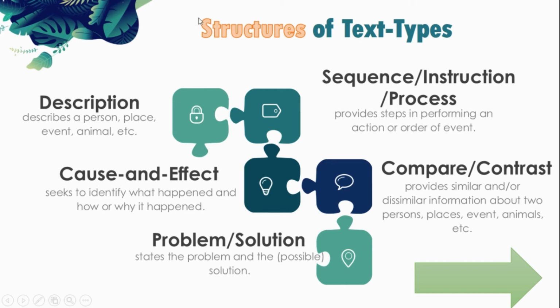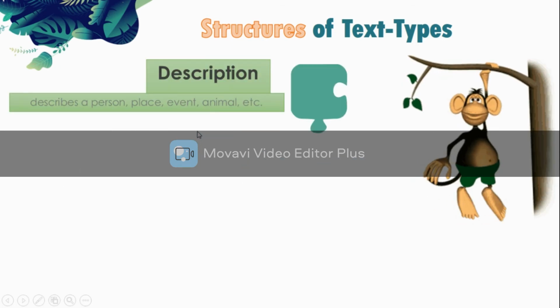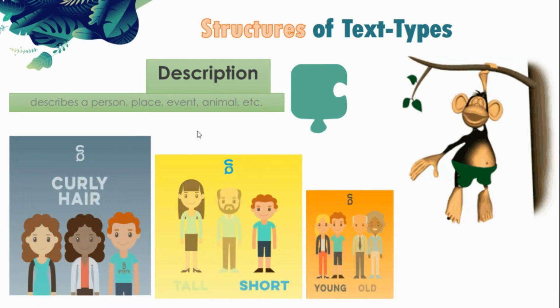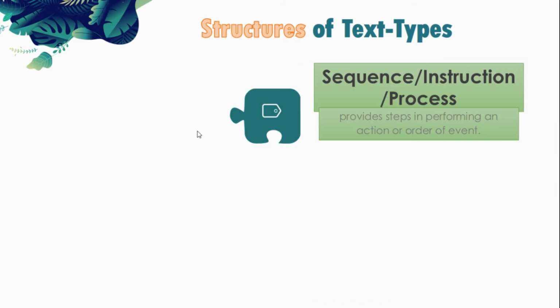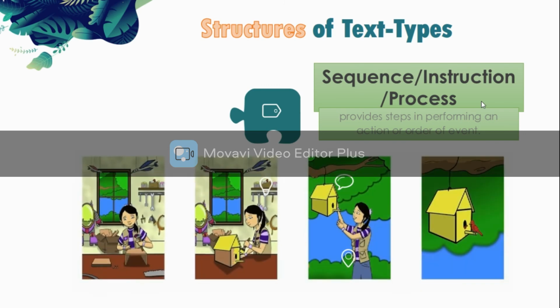So we have here structures of a text. So we have 5 structures. We have description, cause and effect, problem and solution, sequence, instruction, process, and compare and contrast. So any text that describes a person, place, certain event, or animals falls under the structure of a description. While the sequence or instruction or process structure is any text that provides steps in performing an action, event, or order.